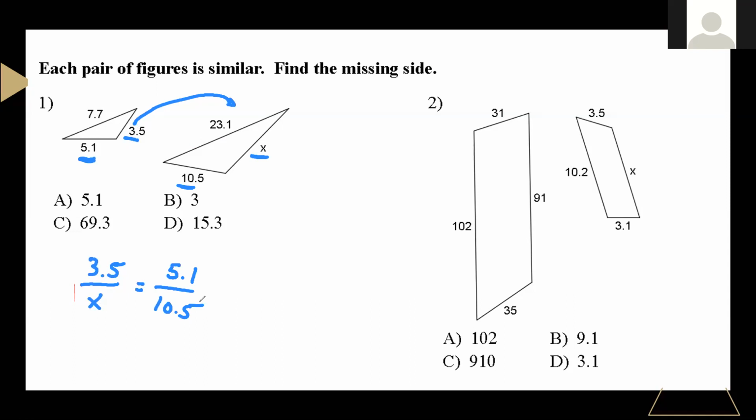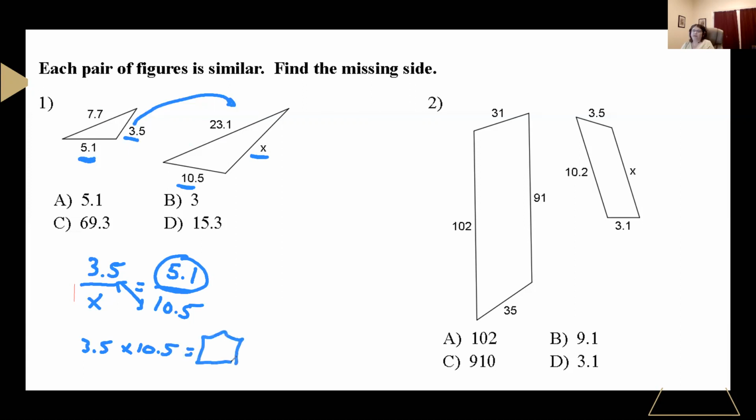Do you all have calculators? I hope. There it is. Okay. So with cross multiplication, you multiply the numbers on the diagonal and you divide by the leftover one here. So you will do 3.5 times 10.5 and press enter. You'll get a number here and then you just divide it by 5.1.